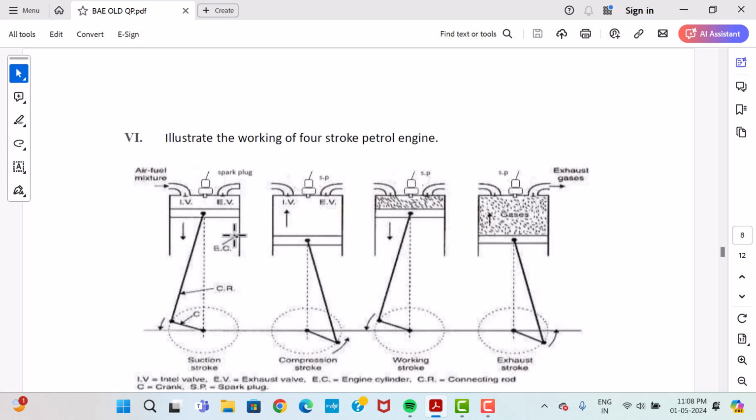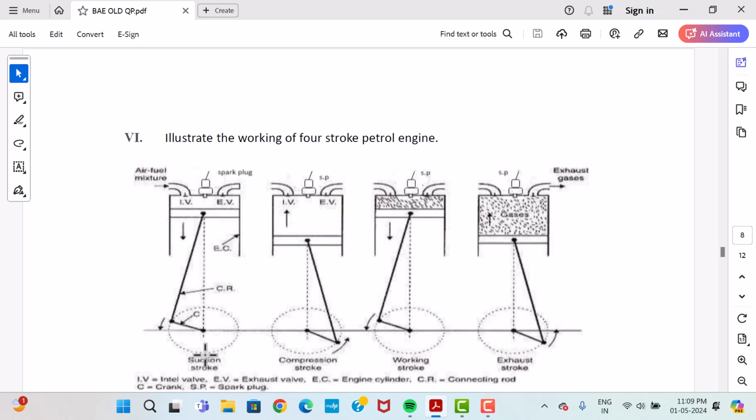So this is a simple schematic sketch of the cylinder piston arrangement. You can see this engine cylinder. There is a piston. This is called the connecting rod. This is the crank, and this is the inlet valve. Exhaust valve is there. Since it is a four-stroke petrol engine, there will be a spark plug, indicated by SP, spark plug. The cycle of operation is completed in four strokes of the engine.